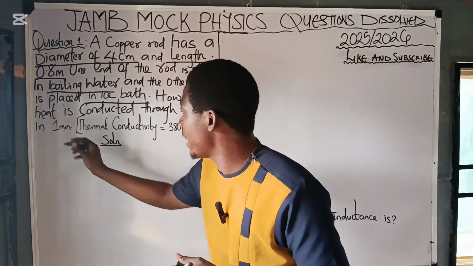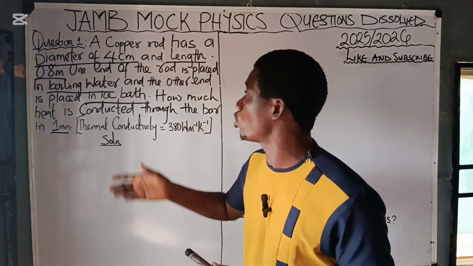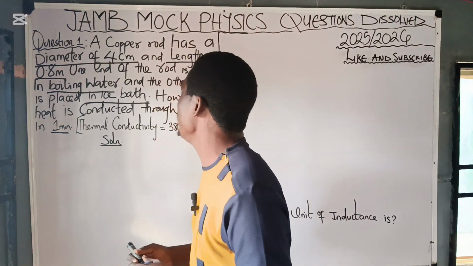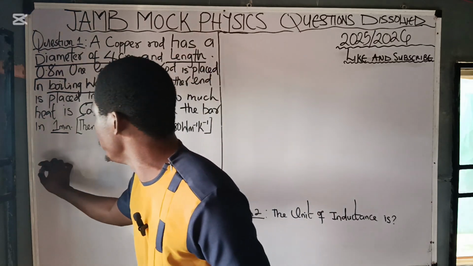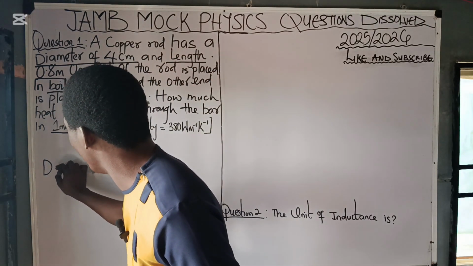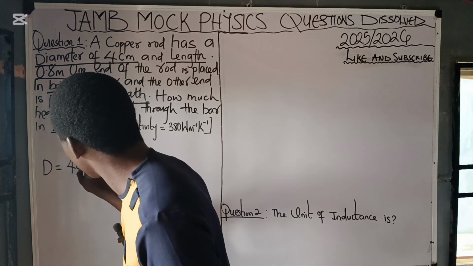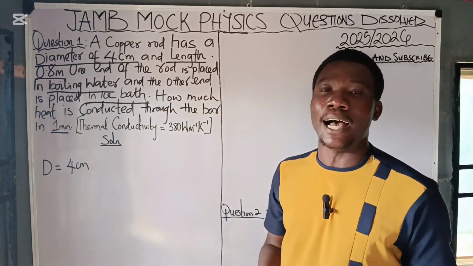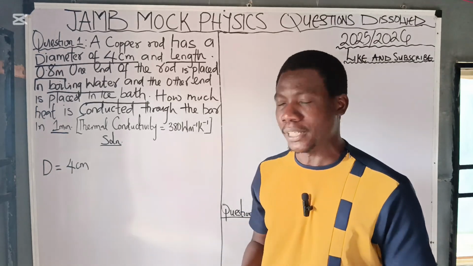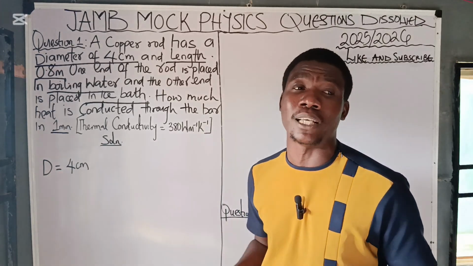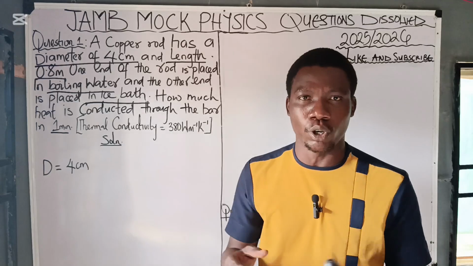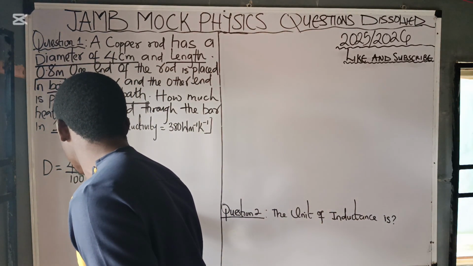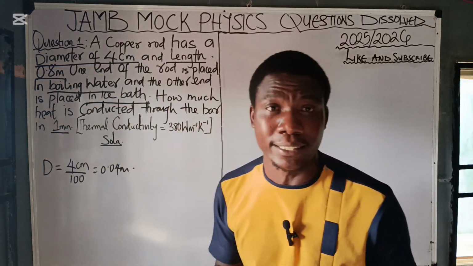In 1 minute, the time taken is 1 minute. How will you solve this question? First of all, let's bring out our parameters. The copper rod has a diameter of 4 cm. Don't forget that in most physics calculations, our diameter is supposed to be in meters, not in centimeters. So we convert centimeters to meters by dividing the value by 100. That will give us 0.04 meter. So that's the diameter.